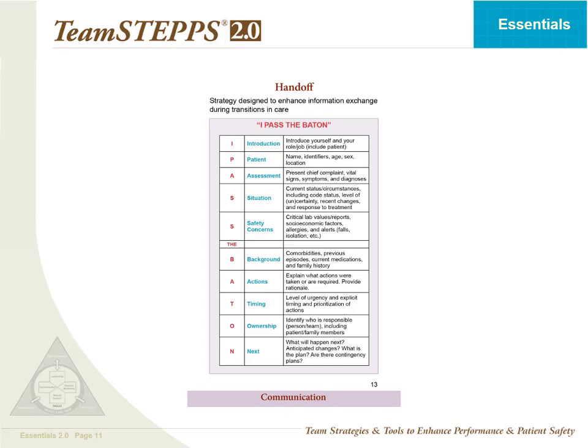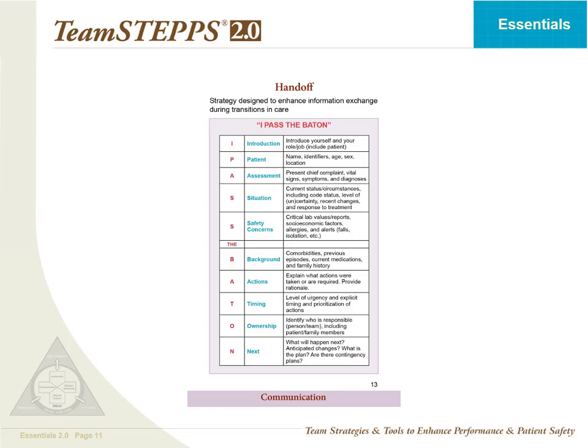A is for assessment: presenting chief complaint, vital signs, symptoms, and diagnosis. S is for situation. Current status and circumstances, including code status, level of uncertainty, recent changes, response to treatment. S is for safety concerns. Any critical lab values, reports, socioeconomic factors, allergies, alerts, falls, isolation, etc. Then the word the, and then baton.